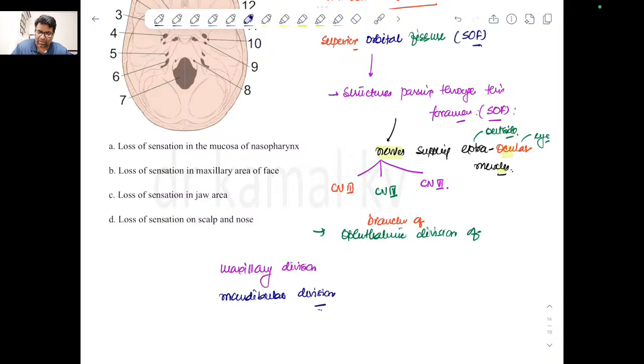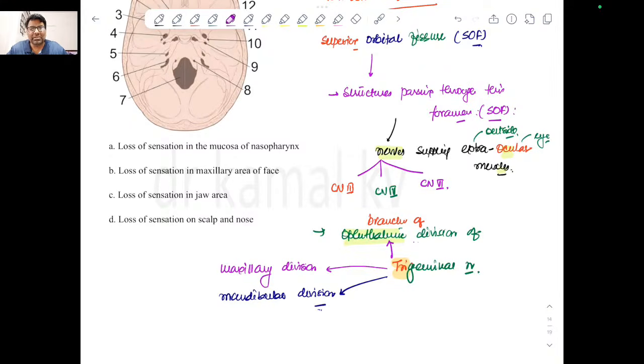So, it is trigeminal nerve. The name itself is telling: trigeminal. One is ophthalmic, second is maxillary, and the third one is mandibular. But only the ophthalmic division branches are passing through the superior orbital fissure. Okay, so the branches of the ophthalmic division of the trigeminal nerve are passing through the superior orbital fissure.